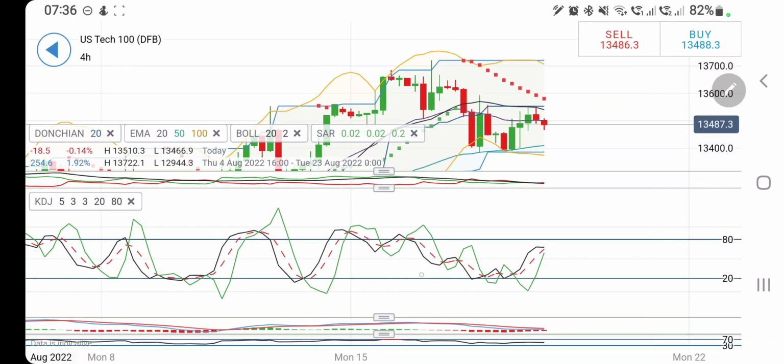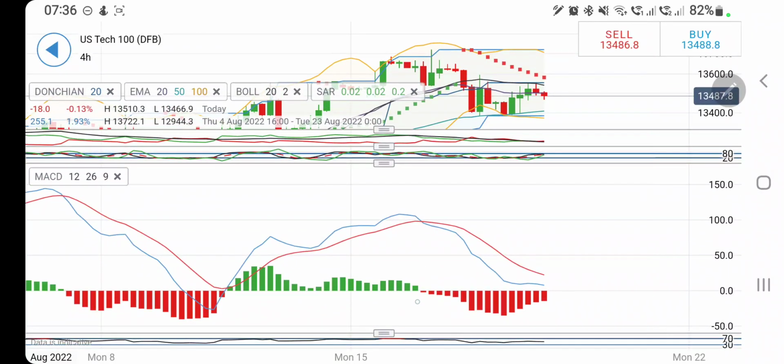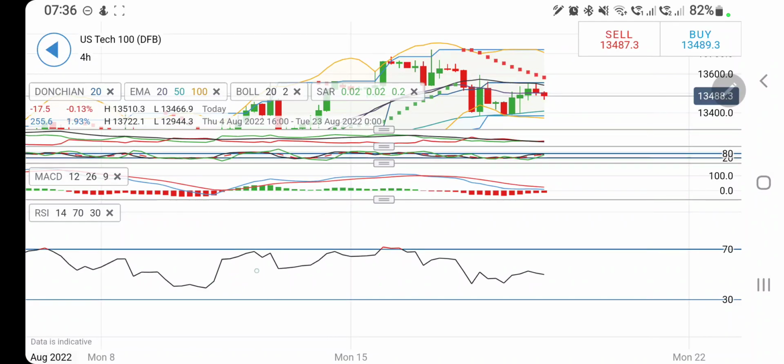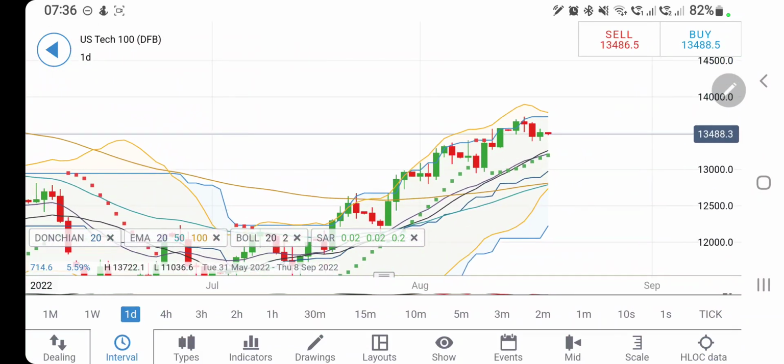Directional movement is moderately bearish, just crossed over. Stochastic is near the top, converging for a drop. MACD is bearish, but it may start to converge, with a crossover for a bullish move, just waiting for it. RSI is looking downwards. Now look at the daily charts here.